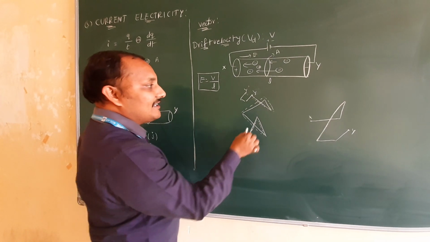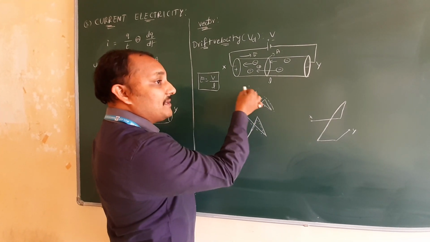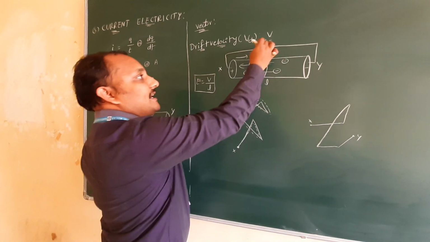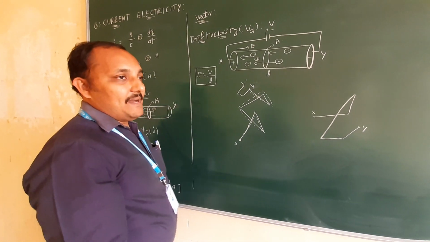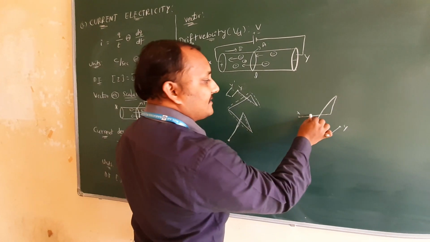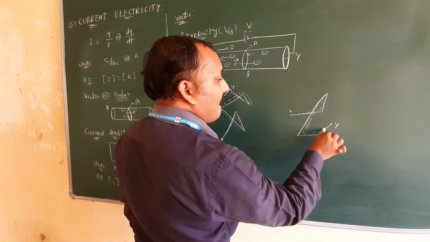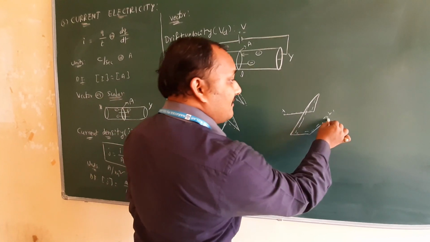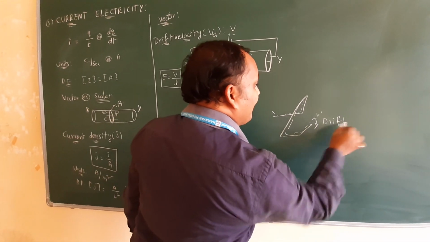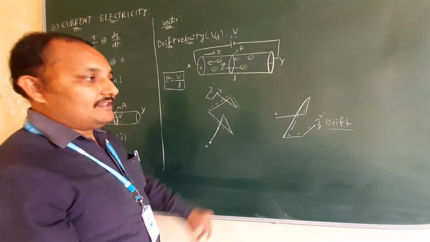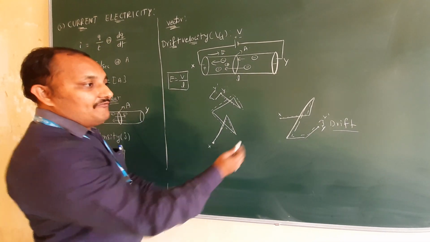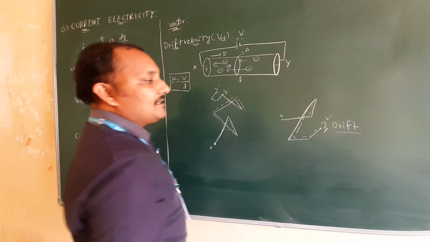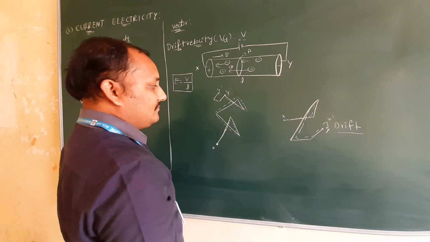Same like that, this electron is going to be shifted from Y to Y dash because we applied an external electric field by connecting it to an external battery. Understood? Instead of reaching X, it is reaching Y dash. This is nothing but shifted. That one only we will say in physics as drift. Drifted means shifted from one place to another place.